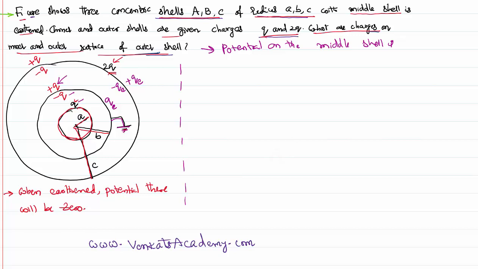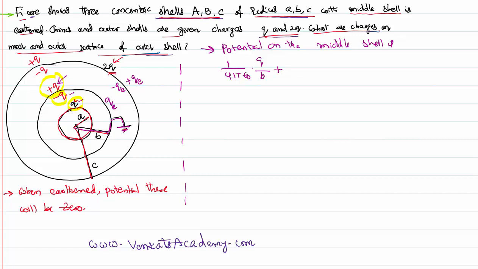There is some potential. How much is that? 1 by 4 pi epsilon naught, I am talking about this Q, because these two will cancel and it becomes 0 effectively. 1 by 4 pi epsilon naught Q by b. Why? The radius of that surface is b. On the surface of the shell as well as inside the shell, the potential remains constant, that is 1 by 4 pi epsilon naught Q by R. As there is no charge inside a spherical shell, electric intensity is 0 and hence the potential is equal to the potential of the surface itself.